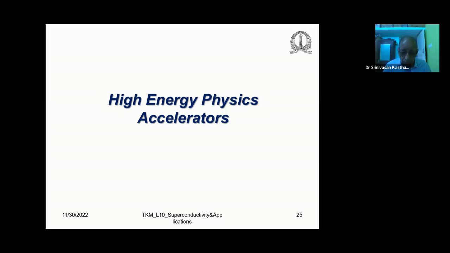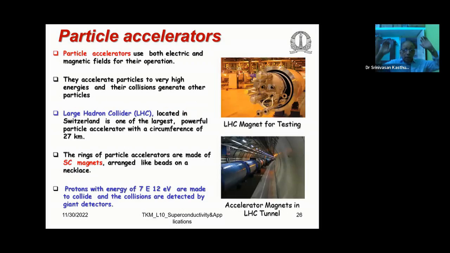Let's come to high energy physics accelerators. What is a high energy physics accelerator?